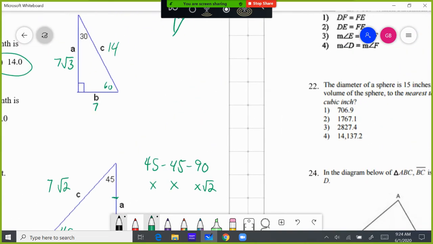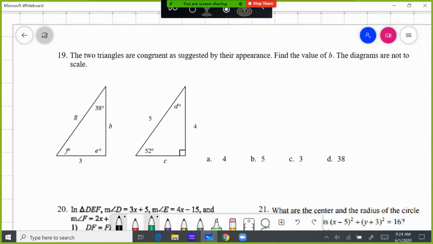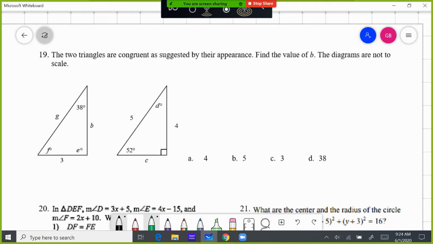Okay. Let's move on to 19. The two triangles are congruent as suggested by their appearance. Find the value of b. The diagrams are not drawn to scale. Okay, so here's b. It seems like b matches up with this side. We just want to verify that.